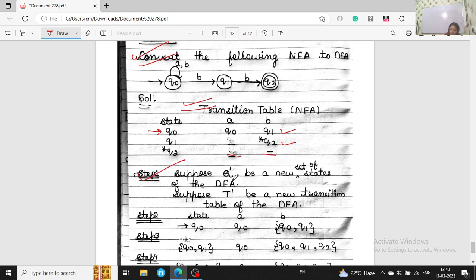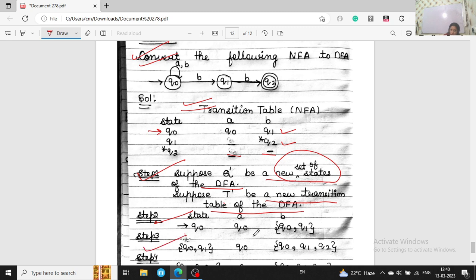Now first step: suppose Q dash is the new set of states of the DFA, and T dash is the new transition table of the DFA. So the first state Q0 is the start state. From this state we go to itself, and we accept A. On the other hand, we also accept B. So in B we will add Q0. In NFA it is not written, but in DFA we will add Q0, Q1.